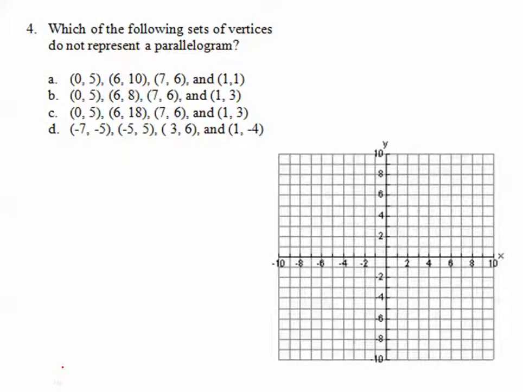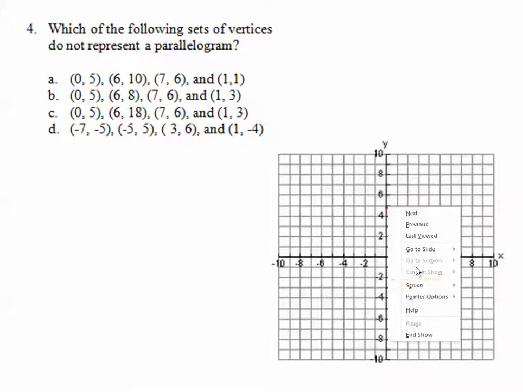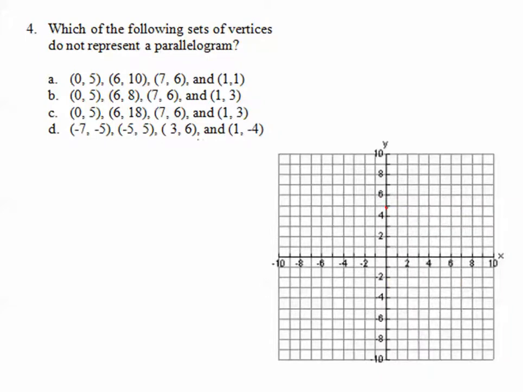Which of the following sets of vertices do not represent a parallelogram? So all I'm going to do is plot these points. So if I look at A, that's 0, 5, so there's 1 there. Then there's 6, 10, so here's 6, 10. And then 7, 6, so here's 7, 6. And then 1, 3.